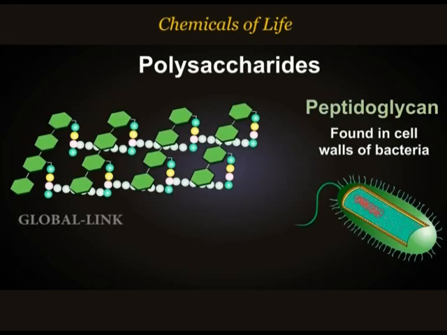Peptidoglycans are complex polysaccharides found in cell walls of bacteria. Most antibiotic drugs target the peptidoglycan to kill the bacteria. All polysaccharides are insoluble in water and are not sweet-tasting.